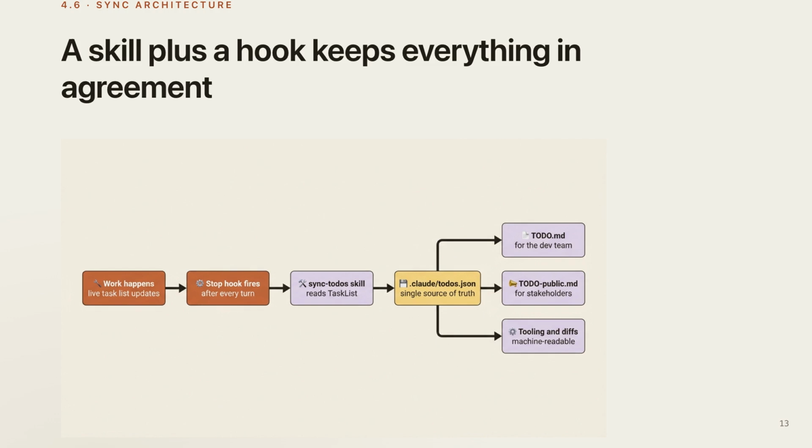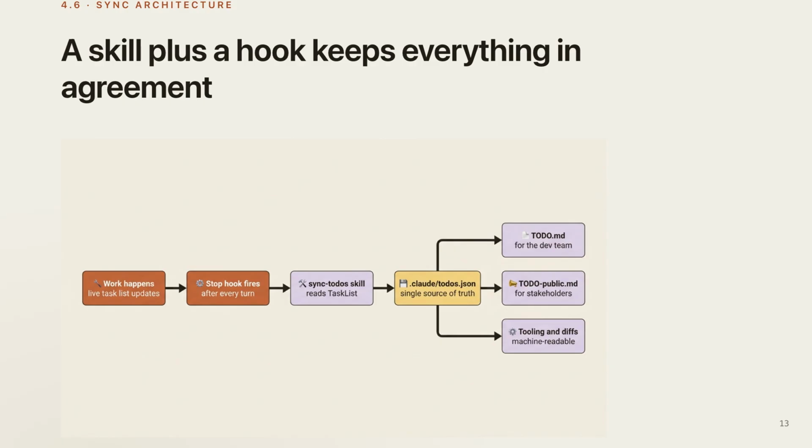Work happens, the task list updates live in the session. A stop hook fires after every turn. The hook runs the sync-todos skill, which reads the live task list with TaskList, merges it with .claude/todos.json, writes the JSON back, and regenerates todo.md from the JSON.